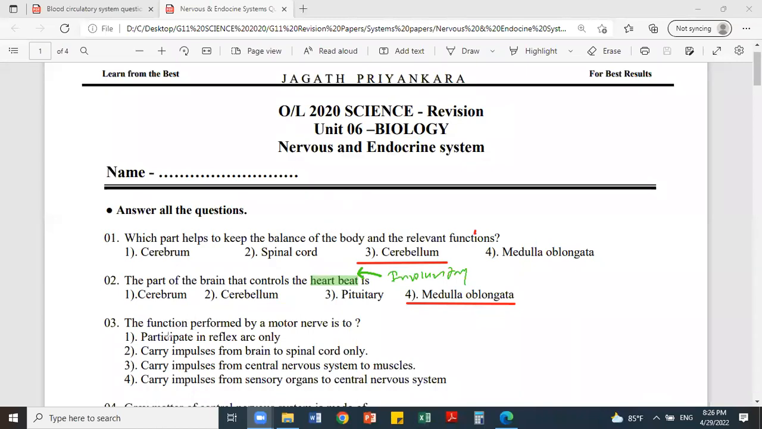So the motor neuron carries impulses from the central nervous system towards the muscles, or in other words, muscles and the glands. Very good. So that's the answer for the third MCQ. Answer is 3. Next one, question number 4. I'll erase the screen.